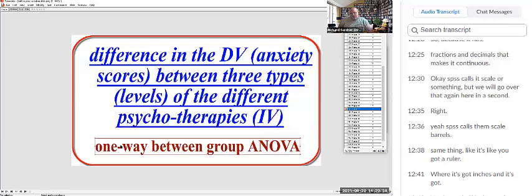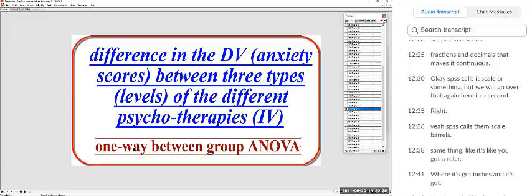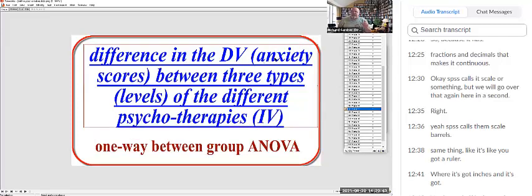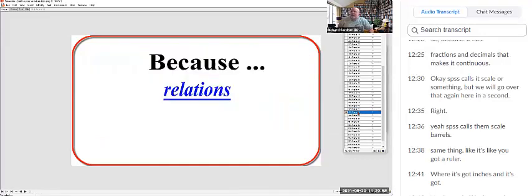Now, I don't want to go into the nomenclature here. That's under a different subject. But one way means there's one categorical variable. And in this example, it's the three different types of psychotherapies. And the DV is their anxiety scores, a continuous variable. All one-way between group ANOVAs need one categorical variable and one continuous variable. If you have that combination, then you're halfway there.